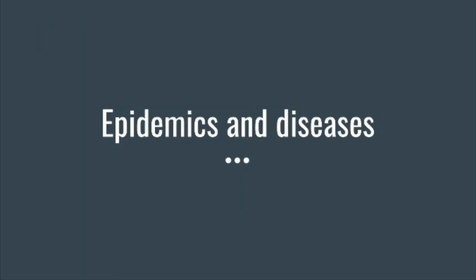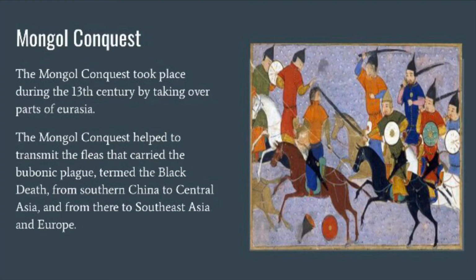Epidemics and diseases. The Mongol conquest took place during the 13th century by taking over parts of Eurasia. The Mongol conquest helped to transmit the fleas that carry the bubonic plague, termed the Black Death, from southern China to Central Asia, and from there to Southeast Asia and Europe.